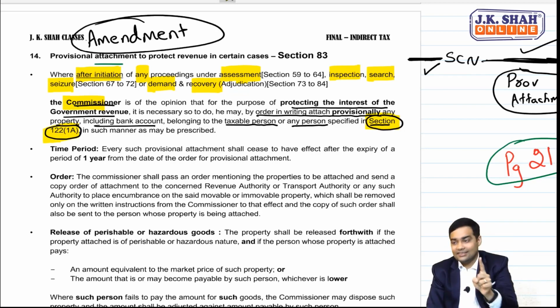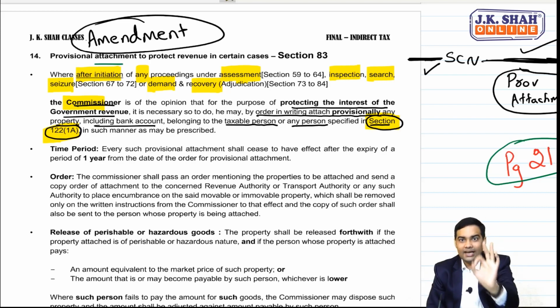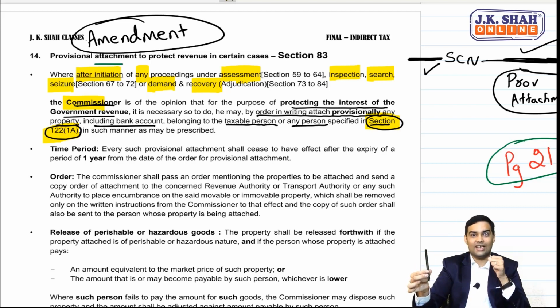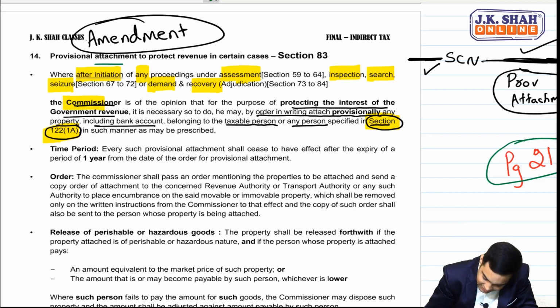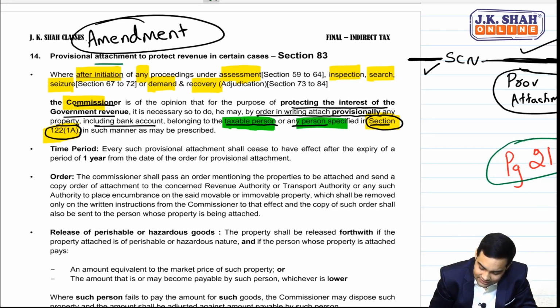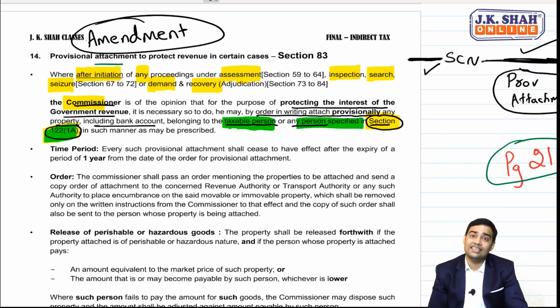122(1)(a) provided that such person who has helped this person and who retains the benefit of this transaction, penalty can be up to the tax amount evaded. That means, can penalty be applicable on this person as well as on the chartered accountant? The answer is yes. Can the property of this person be attached? The answer is yes. Can my property also be attached? The answer is yes. Provisional attachment will be applicable not just on the taxable person, but also on the person specified under 122(1)(a). And what is this 122(1)(a), sir? 122(1)(a) is that connected person who was retaining the benefit of such transactions. Like, for example, fake ITC cases, where I helped him to take fake ITC.